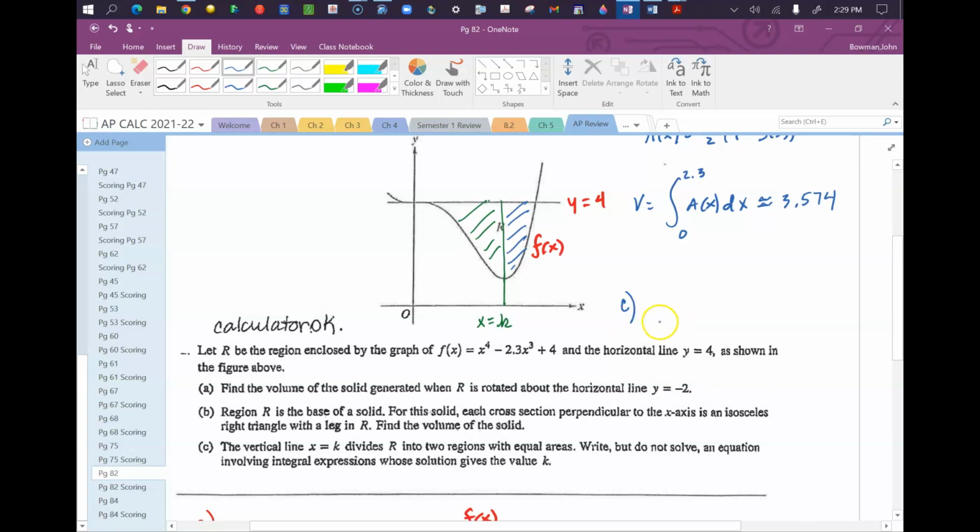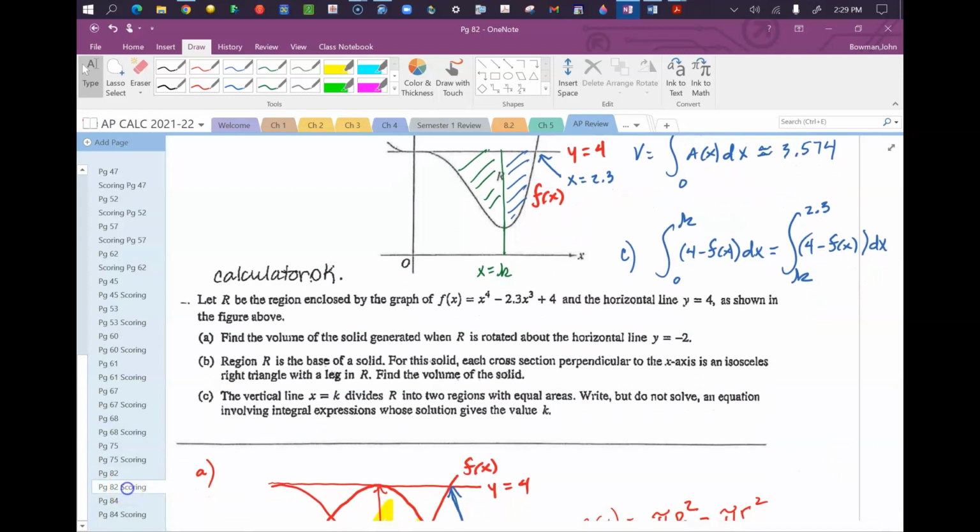Basically what we have is the integral from 0 to k of 4 minus f of x dx is equal to the integral from k to, remember we said that that x value right there was 2.3, so k to 2.3 of 4 minus f of x dx.